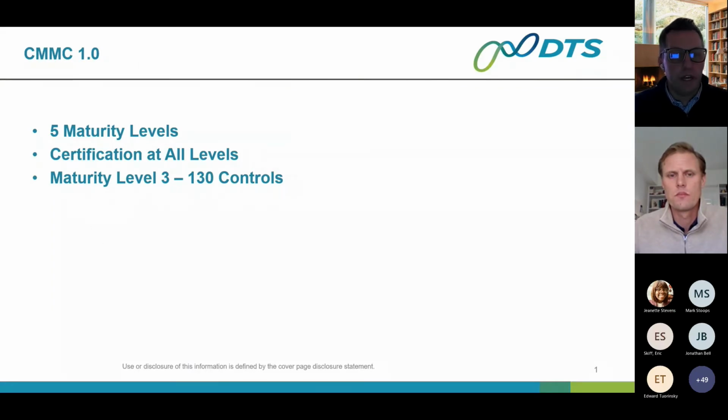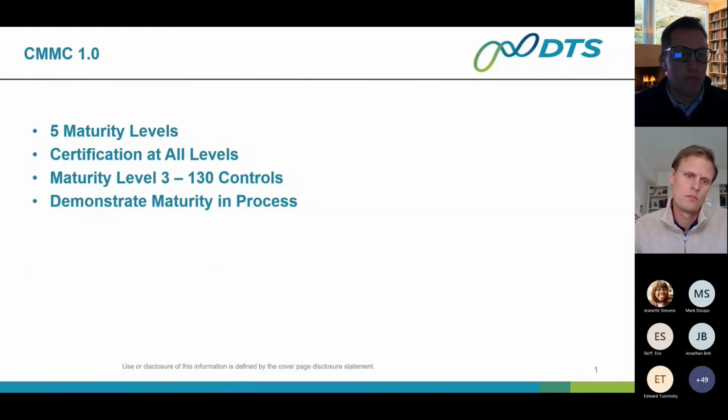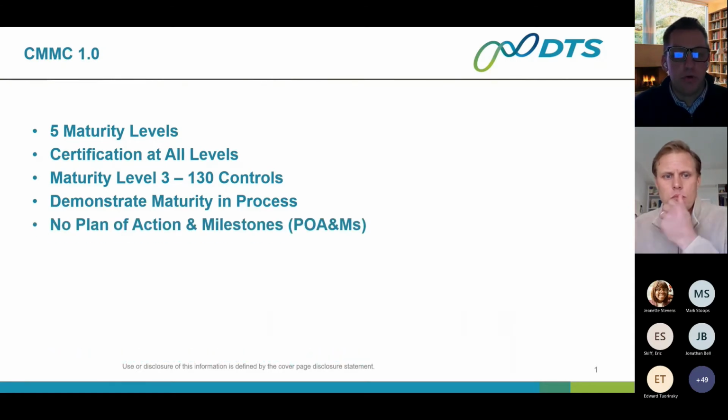And then the next point is the demonstration of maturity in the process controls for CMMC 1.0. Organizations would have to actually document their configuration control board meetings and demonstrate that they were conducting these, that they were meeting the ongoing monitoring requirements of CMMC, and that they were ingraining these processes into the culture of the organization.